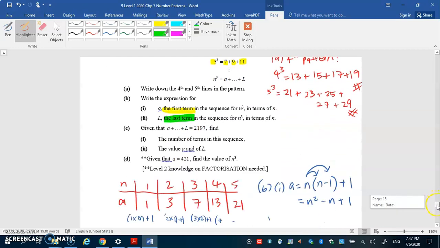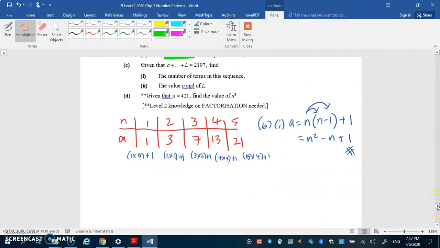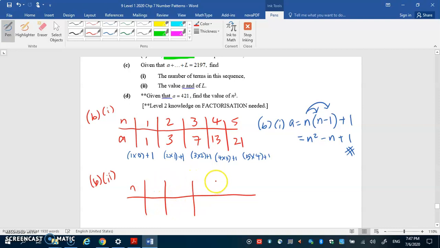Okay, so similarly, we're going to draw a table out. Just now the table was for B part 1. Now the table is for B part 2. So same thing, when n is 1, 2, 3, 4, 5. Okay, what is L? L was the last term, right? 1, 5, 11, 19, 29.